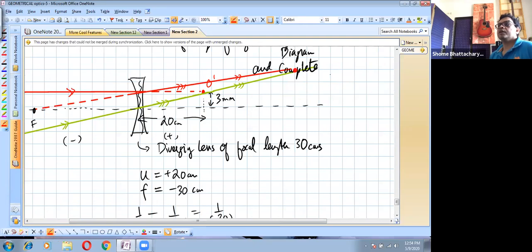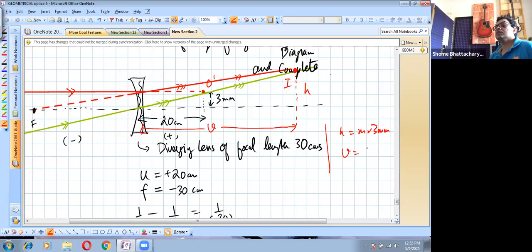So they appear to meet at a point like this. So this point will become O's image. If this height is H, now that height H should become magnification times 3 millimeters. And this distance should be our V. So V we've got as 60 centimeters. So the height will become 3 times, become 9 millimeters. So that is the completion of the ray diagram, and this is how this entire situation will look.